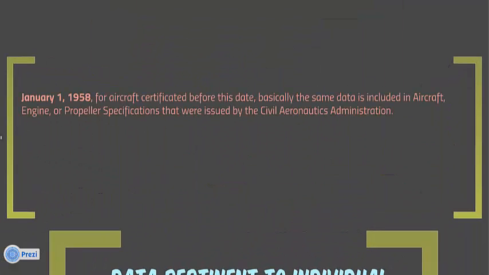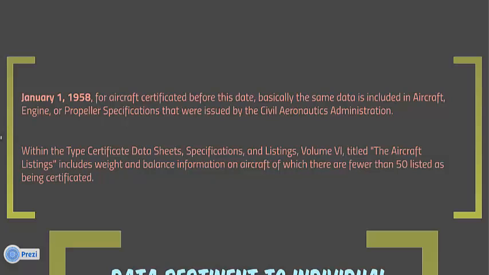TCDS are issued for aircraft that have been certificated since January 1, 1958, when the FAA came into being. For aircraft certificated before this date, basically the same data is included in aircraft, engine, or propeller specifications that were issued by the Civil Aeronautics Administration. Within the type certificate data sheets, specifications, and listings, Volume 6, titled The Aircraft Listings, includes weight and balance information on aircraft of which there are fewer than 50 listed as being certificated.